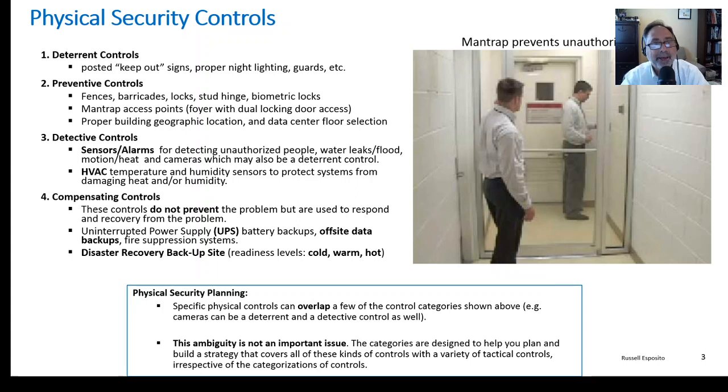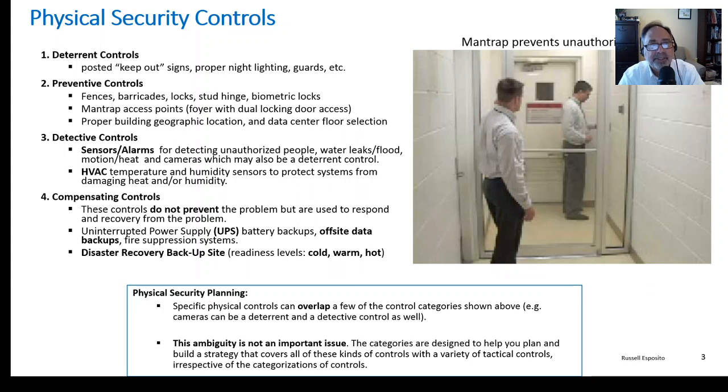There are 4 categories of security that relate to physical, and they kind of overlap a little bit, but I wouldn't lose too much sleep over that. Let's just go through them. If you're planning physical security, you should look at these 4 categories. So first is deterrent: signs, keep out signs, proper lighting, guards, just to deter someone.